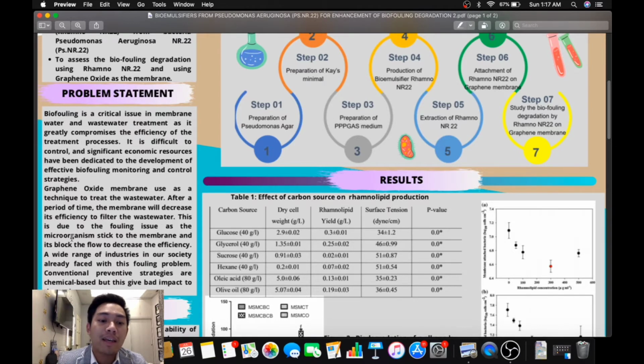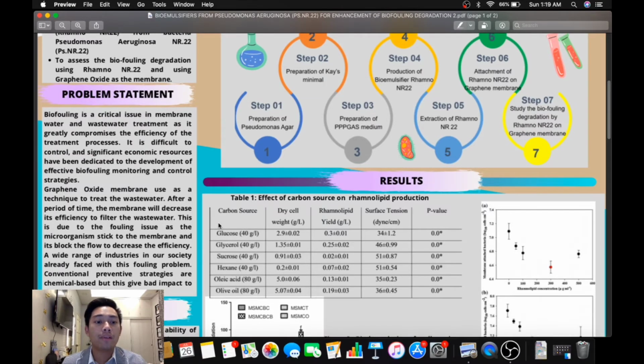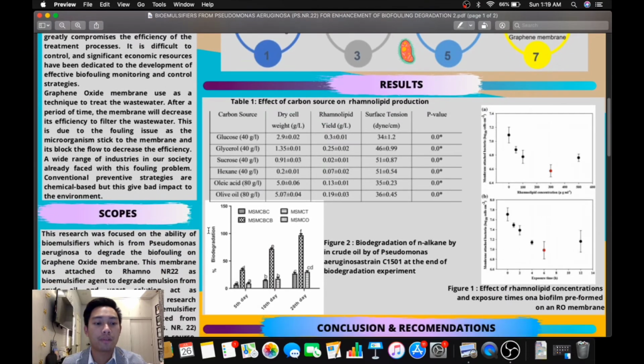The bacteria can be isolated and then cultured to reproduce. This will also reduce the cost to produce the bioemulsifier. Now let's move on to the scope of the research.